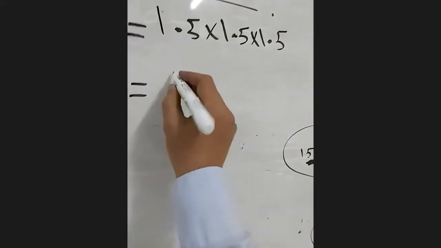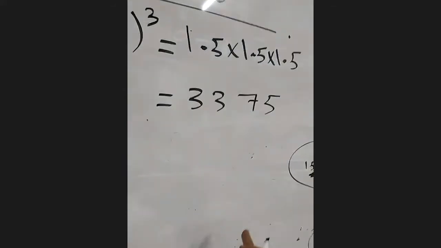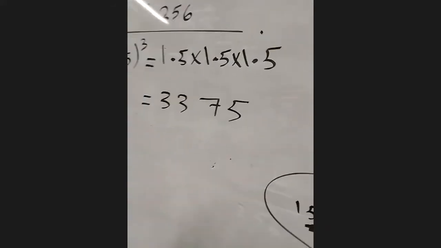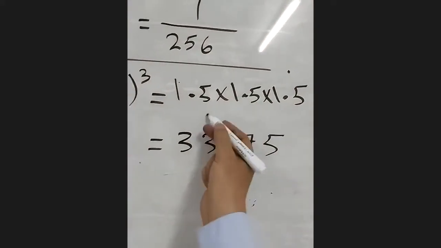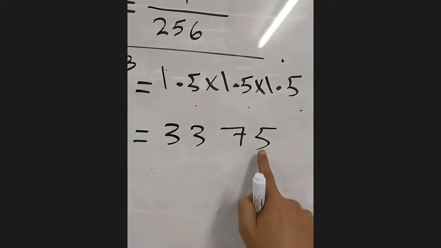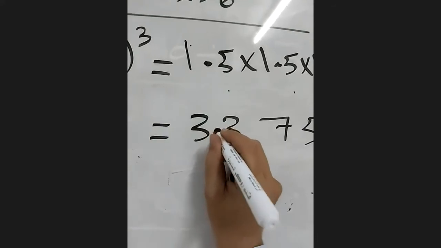Now I need to put the answer 3375, but don't forget to add the decimal. How will we add the decimal? We will count from right to left. From right to left, how many digits? 1, 2, 3. So the decimal goes between these two threes here.